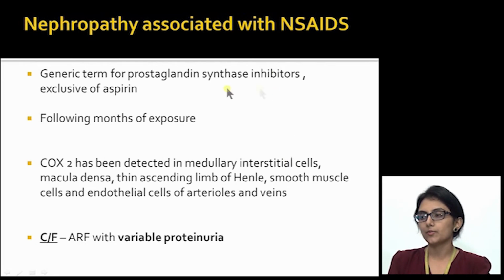Now, as we move on, we talk about nephropathy associated with NSAIDs. NSAIDs are basically, as we know, prostaglandin synthase inhibitors. We exclude aspirin from this group of disorders. And usually they require months of exposure. The pathogenesis, of course, is that these cyclooxygenase inhibitors inhibit COX-2, which is found normally in medullary interstitial cells, the macula densa, thin ascending limb of loop of Henle, as well as smooth muscle and endothelial cells in the kidney. These patients present more with an acute renal failure with variable amounts of proteinuria.